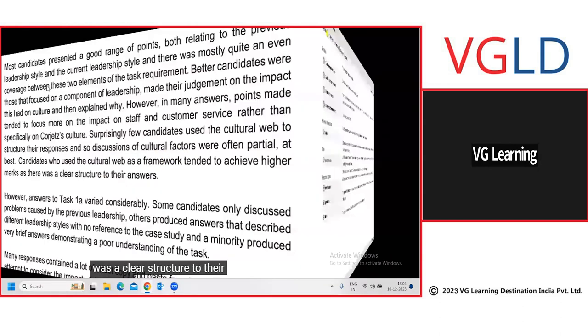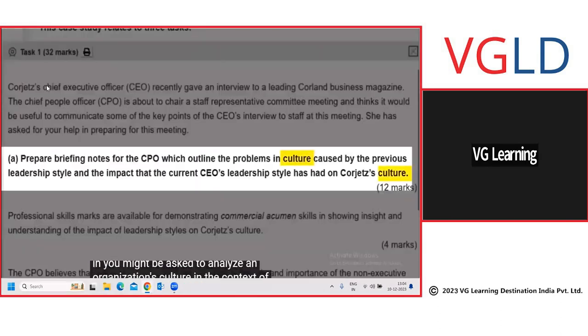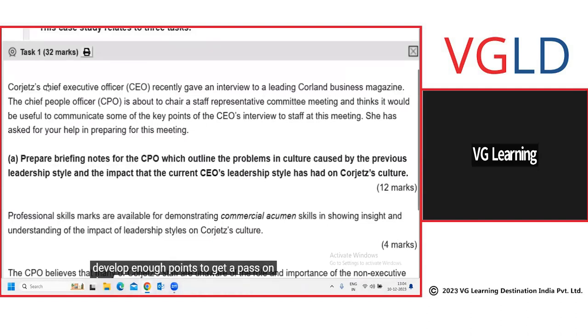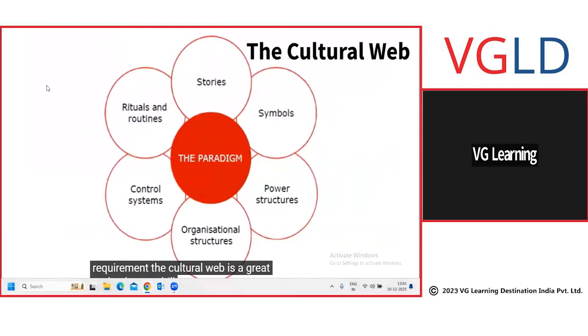In SBL, you might be asked to analyze an organization's culture in the context of change management, for example, new leadership. If you just try to freestyle, if you just generate whatever ideas come to mind, you're probably not going to develop enough points to get a pass on that requirement. The cultural web is a great tool to let you drill down into a company's culture and look at a detailed list of factors to help you develop your ideas. Let's jump in.